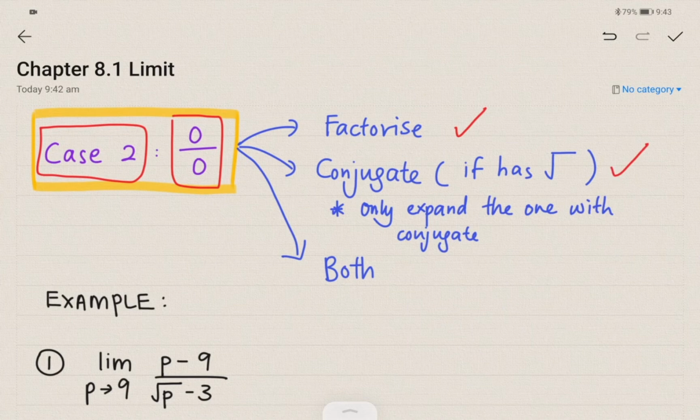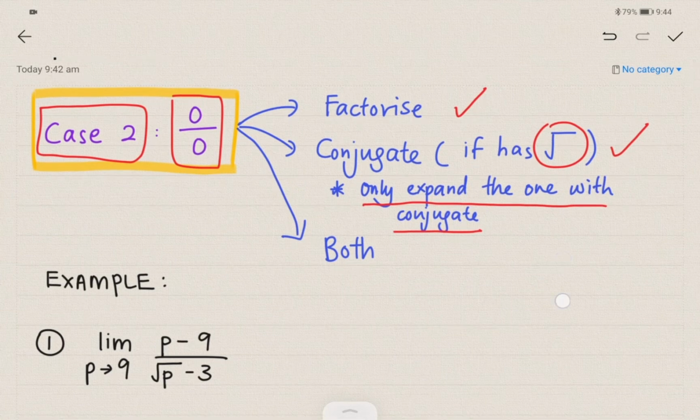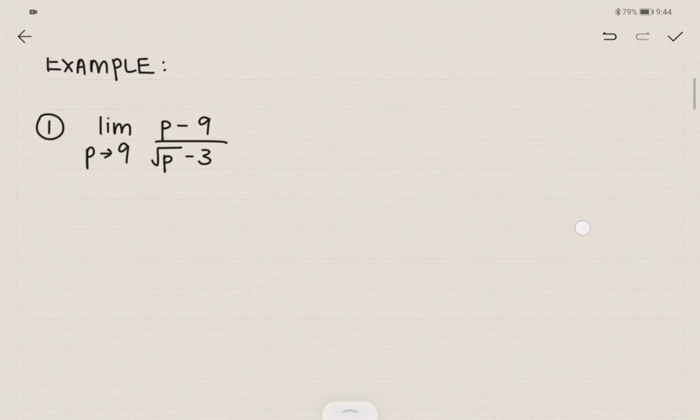We use conjugate when the question has surds. When we have surds and we solve it, you will get 0 over 0. Then we will use the concept of multiplication of conjugate. Note that if you use conjugate, you only need to expand the one with conjugate. Later we will see a question with this kind of concept, and you will know what it means to only expand the one with conjugate. Or sometimes we might need to use both. So now let's see our first example.